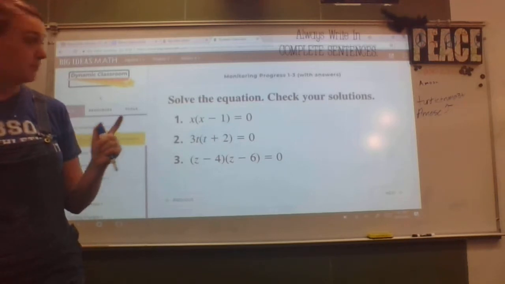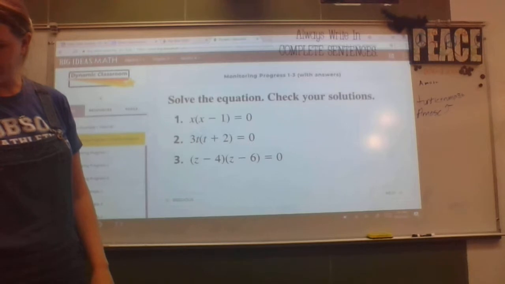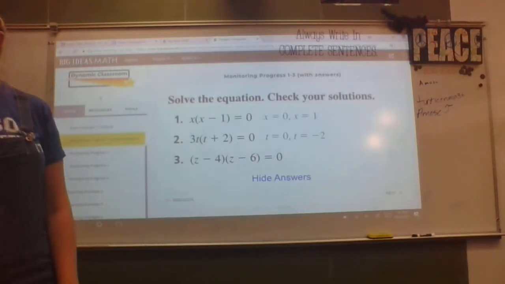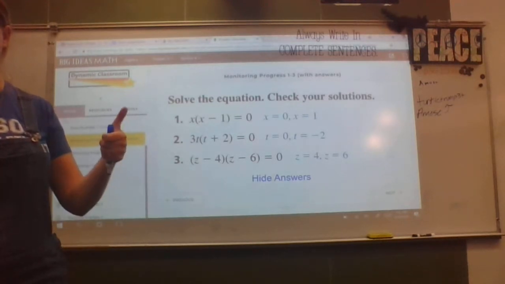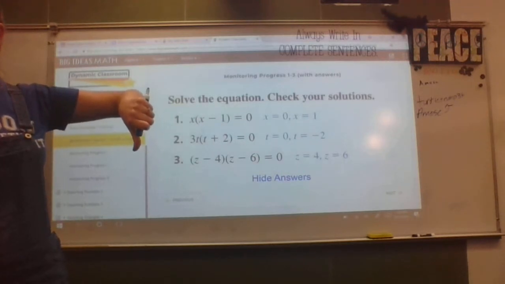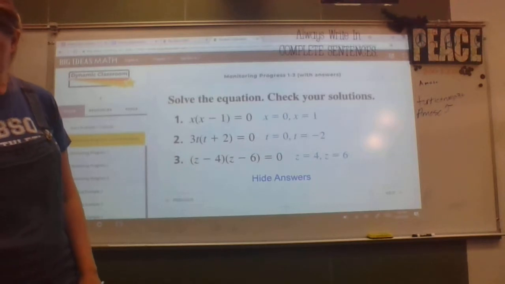Okay, so hopefully you've solved them. The first one, x equals 0, that one already is solved for me, and then x equals 1 should be your 2 answers. The second one, 3t equals 0 would give you 0, t minus 2 would give you, or t plus 2 would give you negative 2 as your answer. The third one, you should get 4 and 6. Did you get them right? Hopefully you did. If you didn't, maybe we can do the thumbs up if you got them right, thumbs down if you need a little bit of help. We can decide if we need to pause as a class or if we're ready to move on.